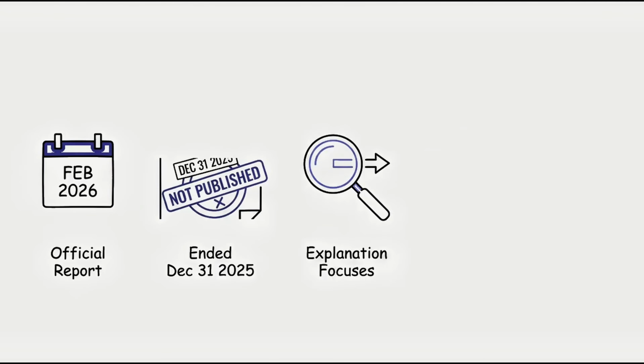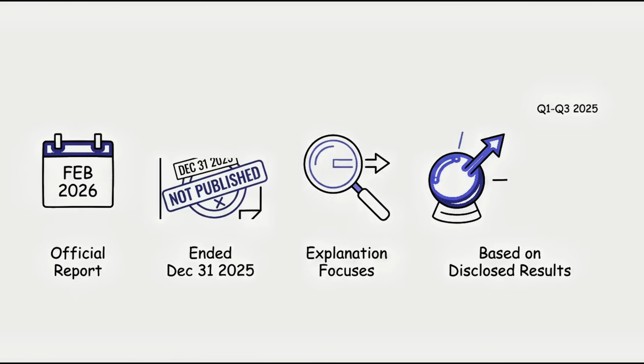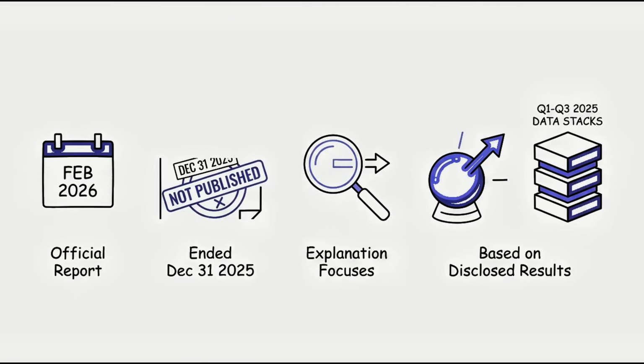As of February 2026, Xiaomi's official annual report for the year ended December 31st, 2025, may not yet be published. So this explanation focuses on how to read that report and what it is likely to show, based on Xiaomi's disclosed results through the first 3 quarters of 2025.